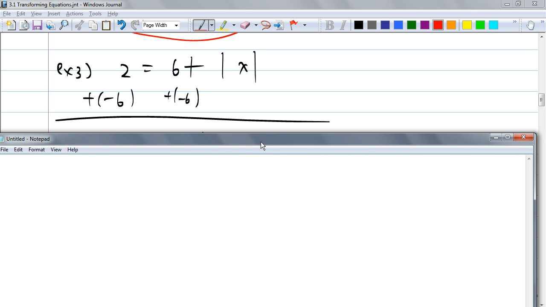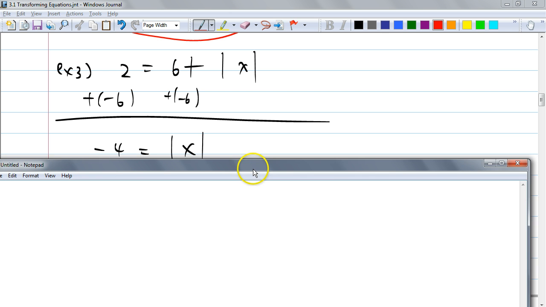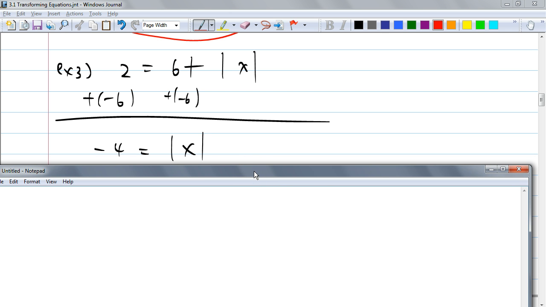The next step will be the left side would equal -4, and the right side will equal the absolute value of x. It doesn't become just x, it becomes an absolute value of x because we haven't done anything with it yet.